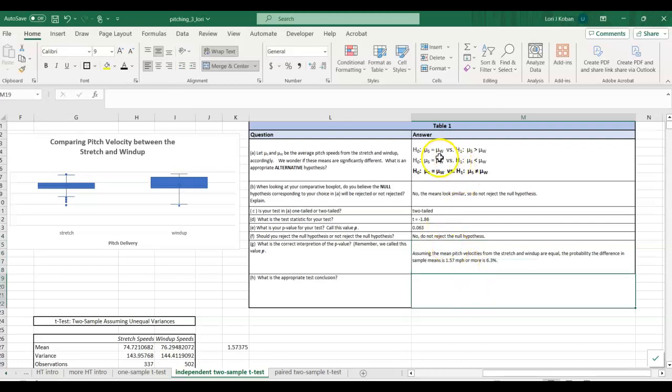So even if there is no difference, we're going to see samples that have a difference of about 1.57 or more miles per hour 6.3% of the time. Well, we're seeing that's quite a bit. So we are not going to reject our null hypothesis. We don't get to reject it and go with this. We have to stay here. So we conclude there is no significant difference between the mean pitch velocities from the stretch and windup.